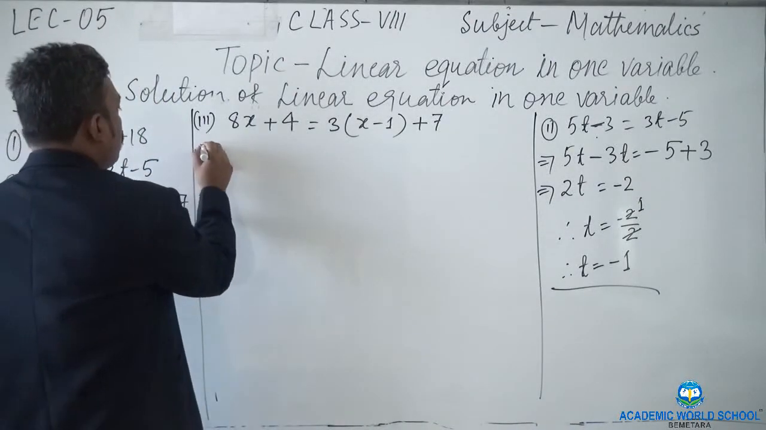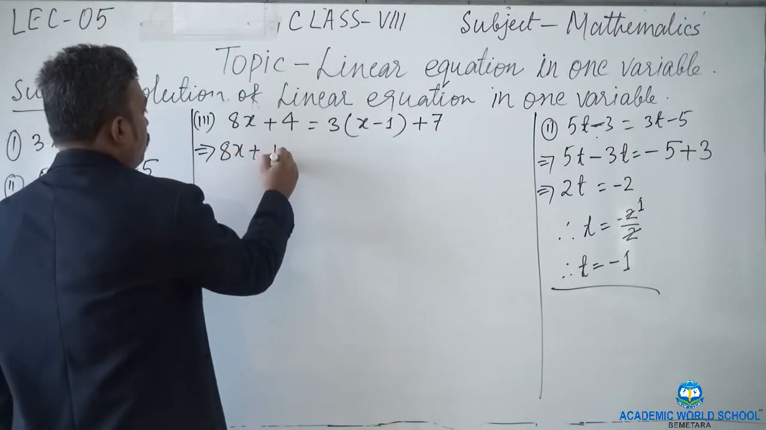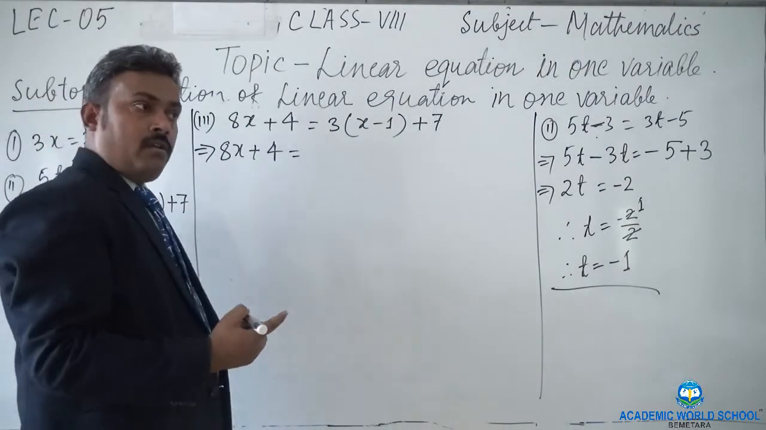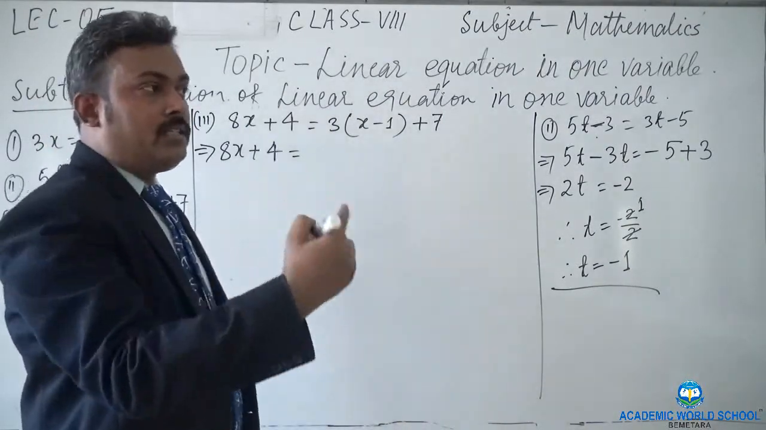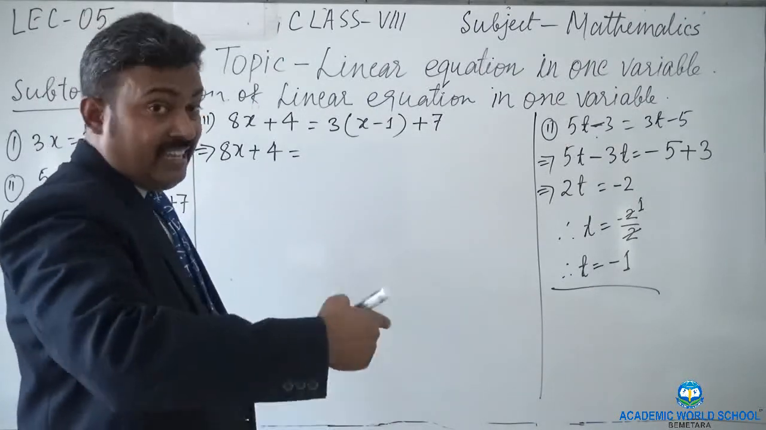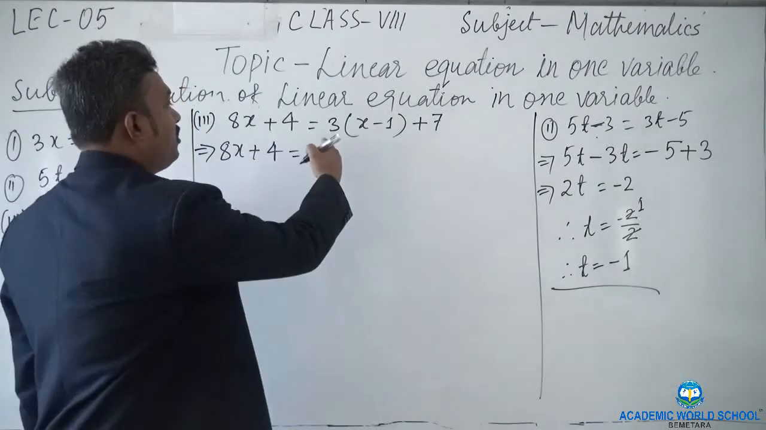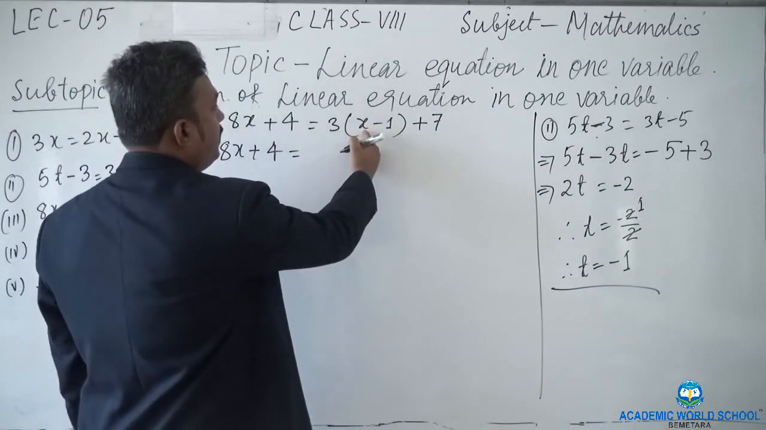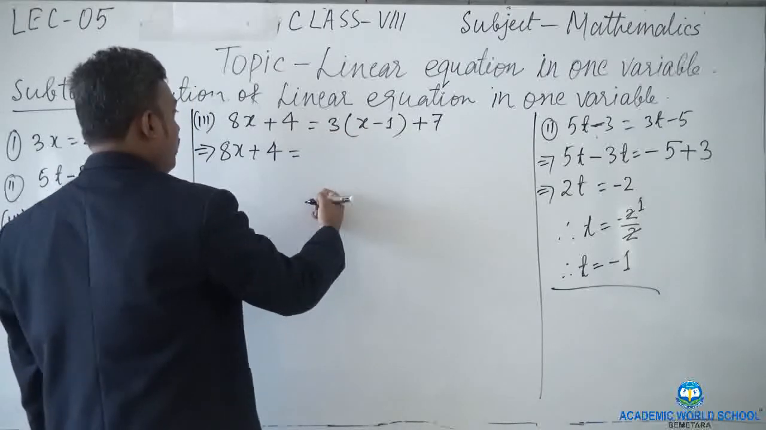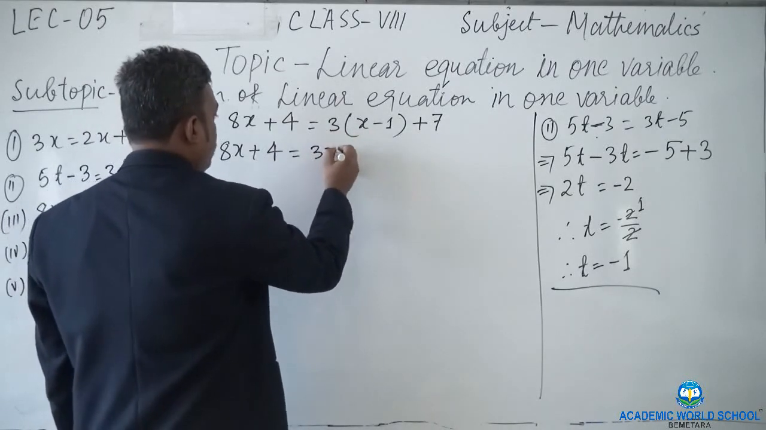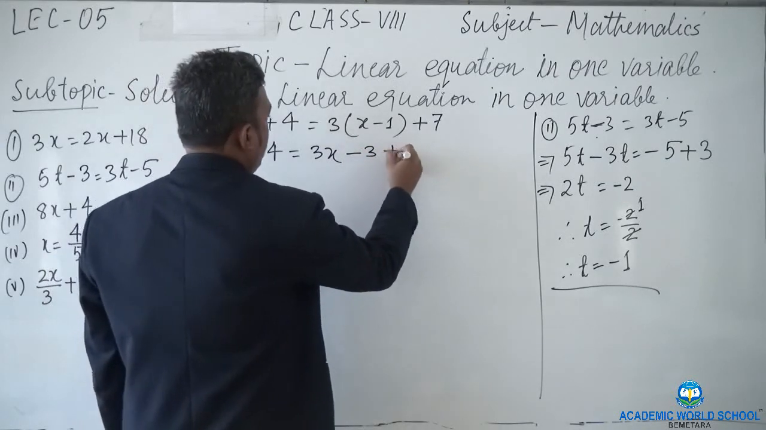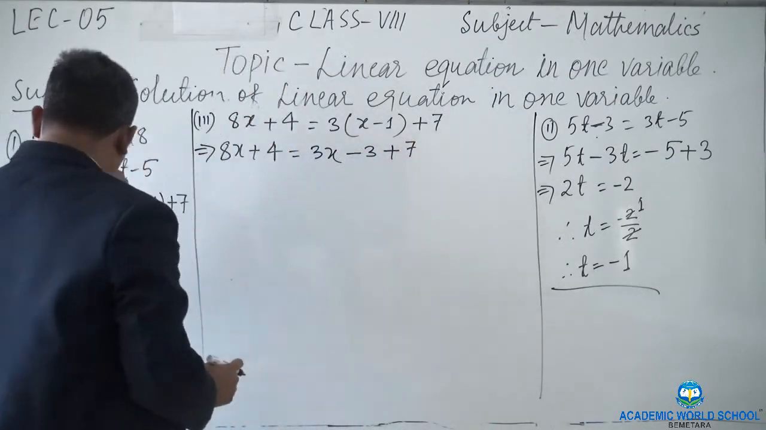So here we will remove the bracket first. When we remove the bracket, you know what we do. The value which is outside the bracket, that value we will multiply with each of the terms inside the bracket. So this 3 we will multiply with x as well as with minus 1. So 3 into x will be 3x, and 3 into minus 1 will be minus 3, and then we write the plus 7.